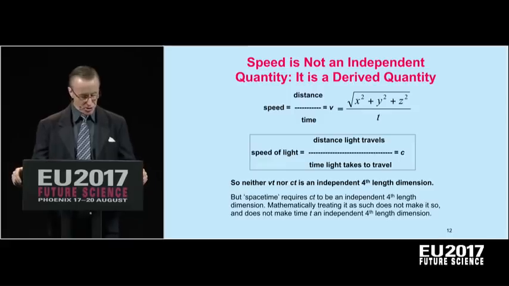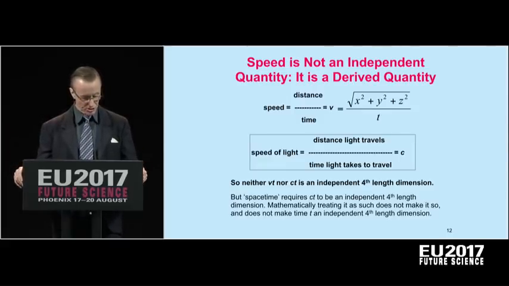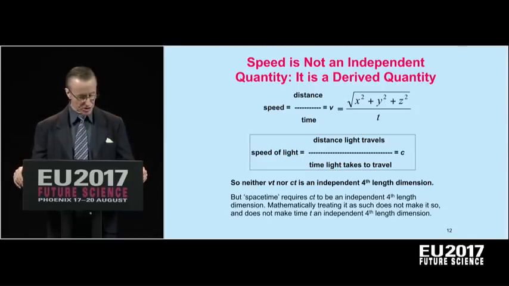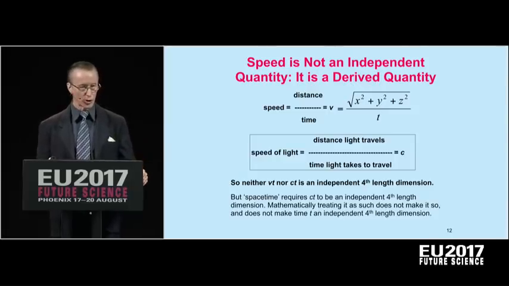So mathematically treating C times T or V times T as the speed of a truck times the time it traveled does not make it so, and does not make T an independent fourth length dimension. Ct is not a fourth length dimension, Vt is not a fourth length dimension, and T on its own can't even be a length.